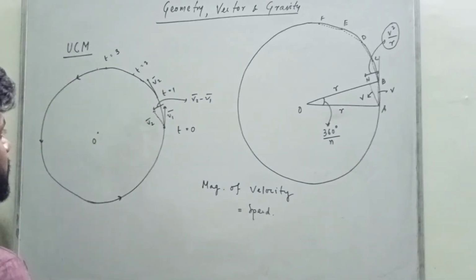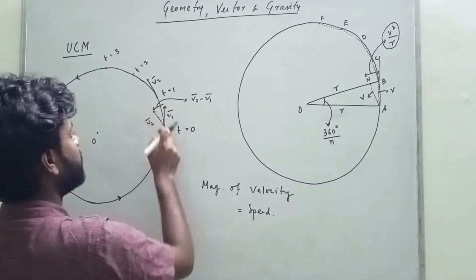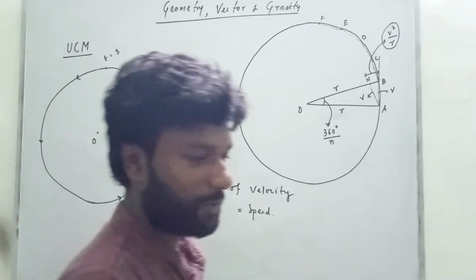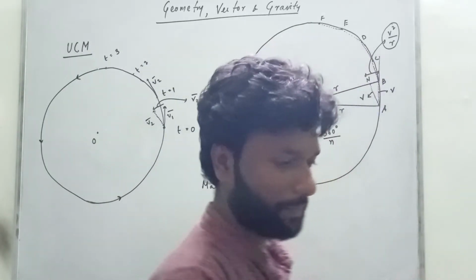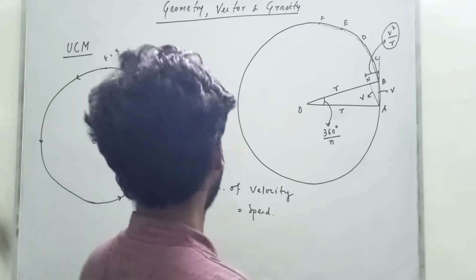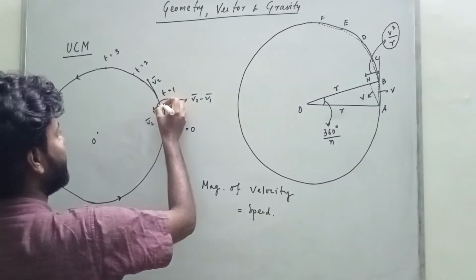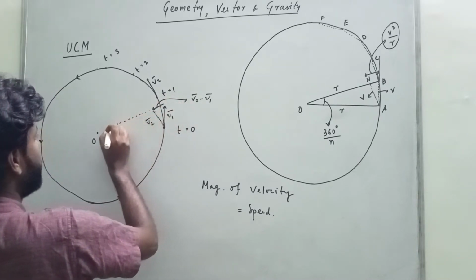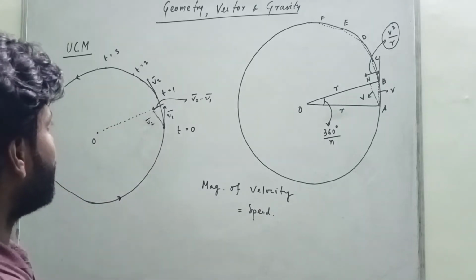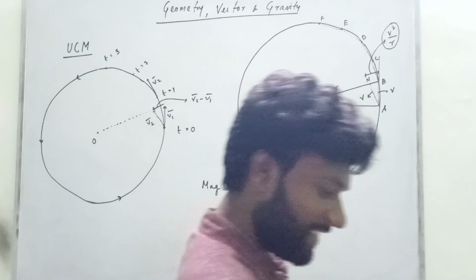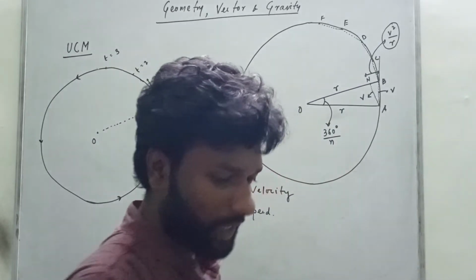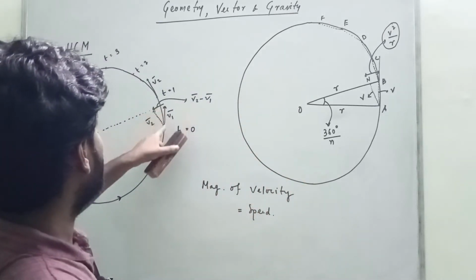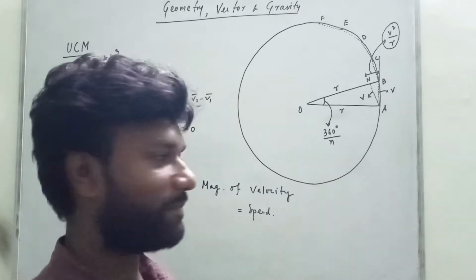And it is the change of velocity in 1 second, from t equals 0 to t equals 1. All of you know the change of velocity per unit time is called acceleration, right? So this is actually the acceleration. The direction of acceleration is here, and it is directed towards the center. So it is called centripetal acceleration. Centripetal means directed towards the center.